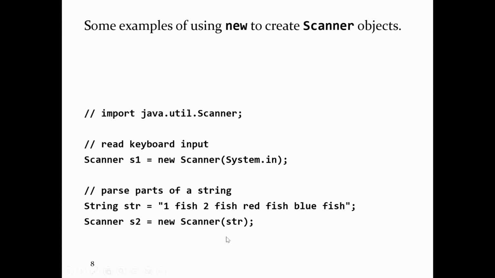You could also scan a string. So here, we make a Scanner, we pass in a string object, a string reference, and that Scanner can process the string, one fish, two fish, red fish, blue fish, and extract parts of that string. So for example, you can ask for the 1, then you can ask for the fish, then you can ask for the 2, then you can ask for the fish, and so on and so forth.